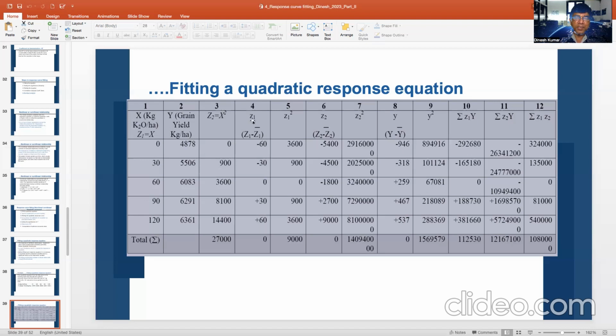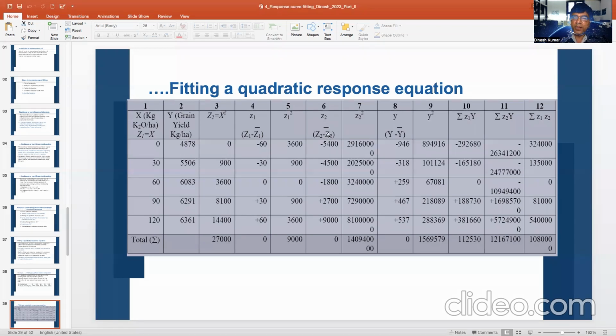So the sum of the small z1 is 0. Therefore, you need to square it. Small z1 is squared, and you square column number 4, you will get column number 5. 60 into 60, you get 3600. 30 into 30, 900. Now, the next difference is Z2 minus Z2 bar.